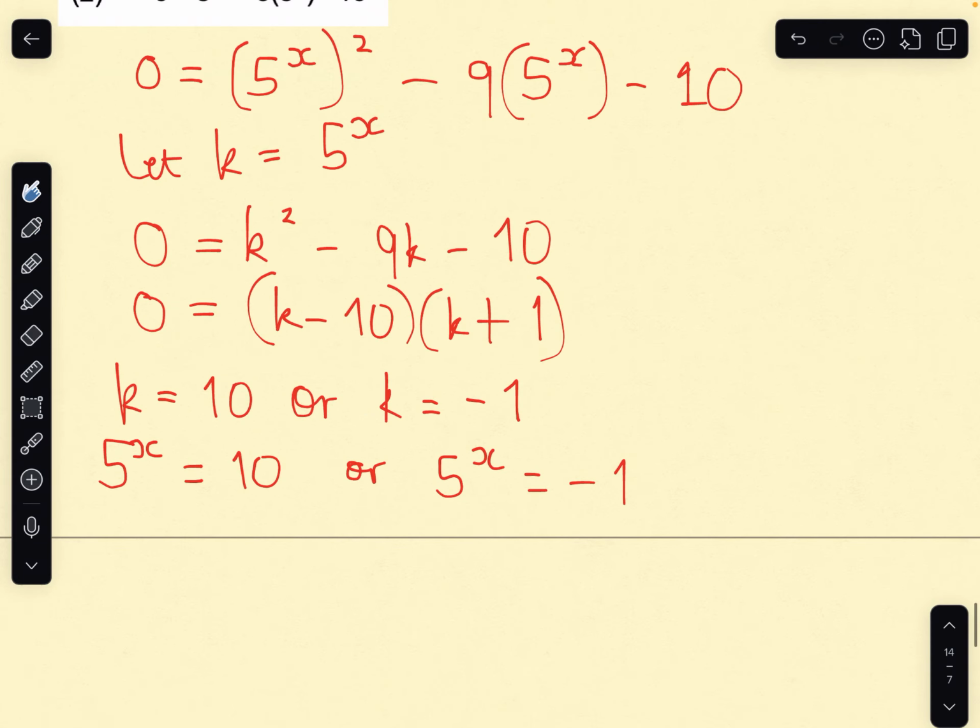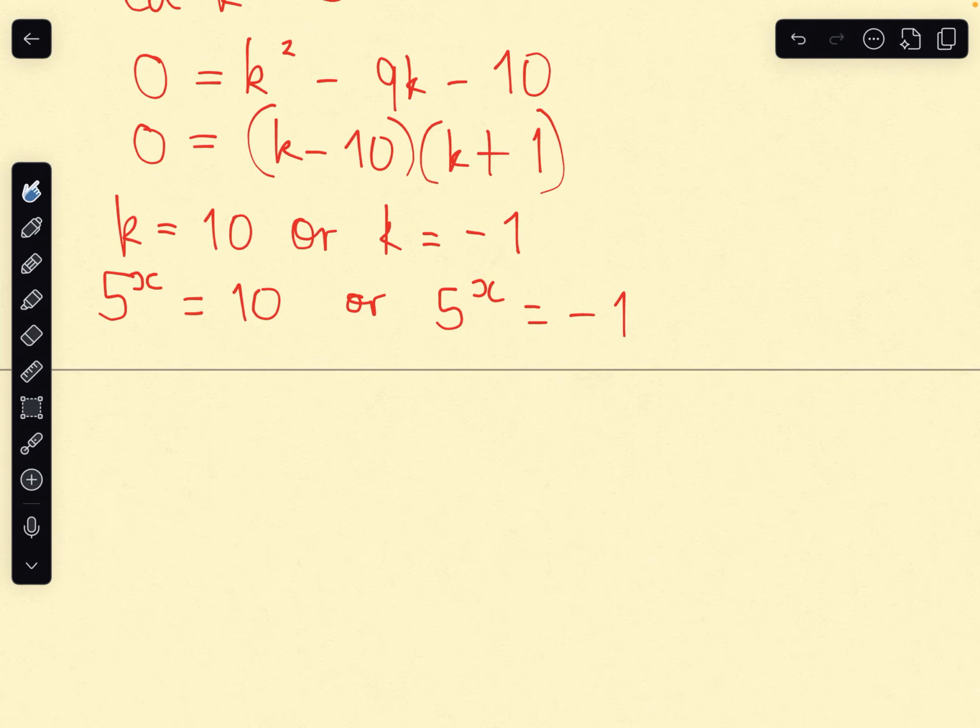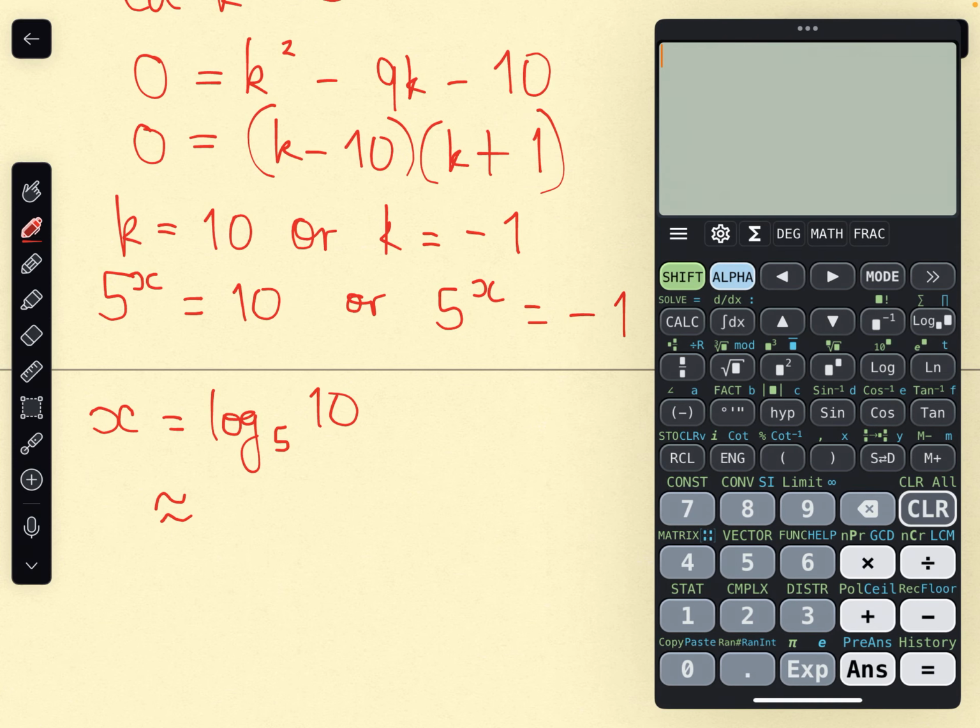Right, 10 is not a power of 5, right? The powers of 5 are 1, 5, 25, 125, and so it goes. So we're going to need to use logarithms to solve this, right? So x is equal to log base 5 of 10, which is going to be something that needs rounding off. I think in IEB we're rounding off to 1 decimal place. So let's do that. So that is going to be about 1,4.